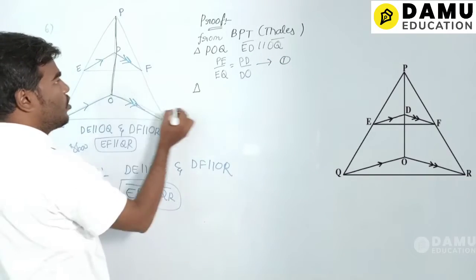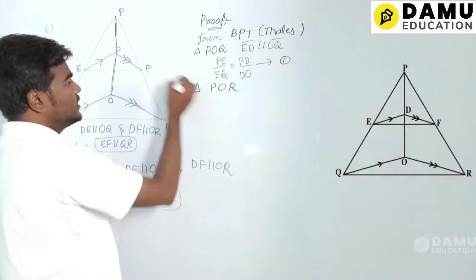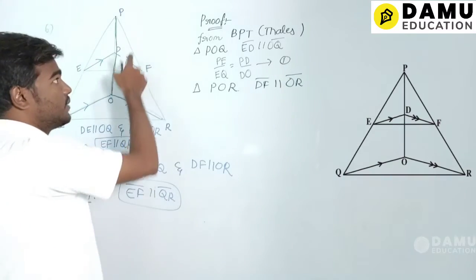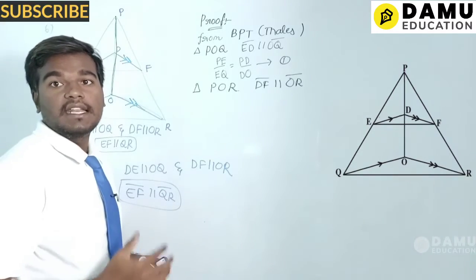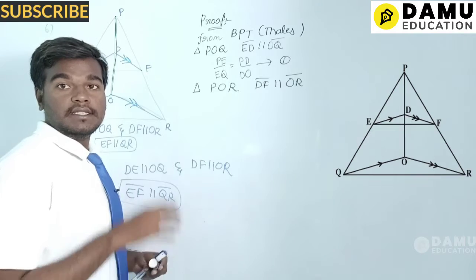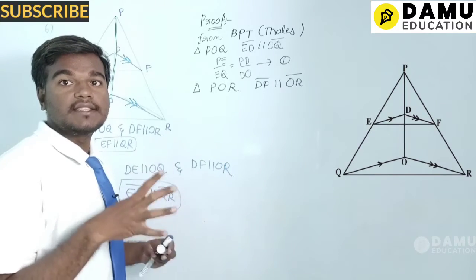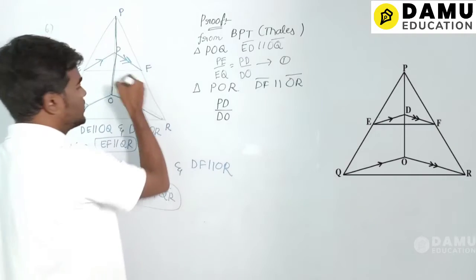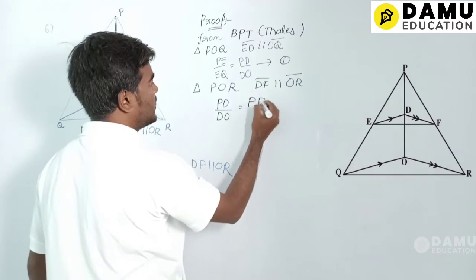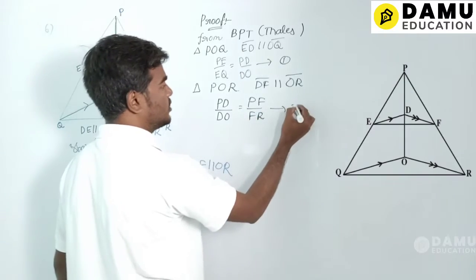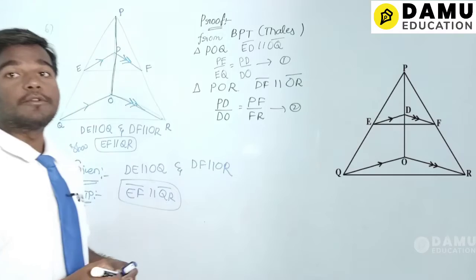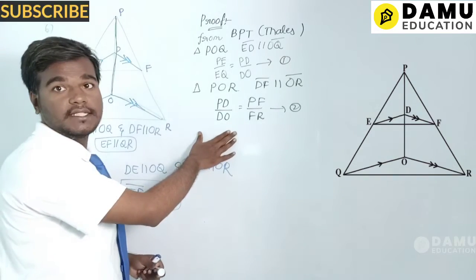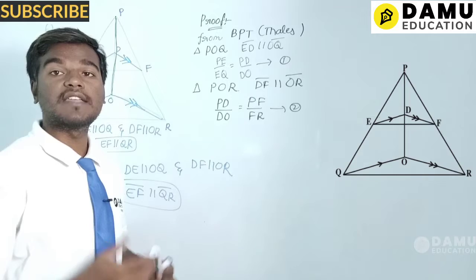From triangle POR, DF is parallel to OR. It is also by using the proportionality theorem, the Thales theorem. If one line is parallel to the third side, it divides the two sides into equal ratios. So PD by DO will be equal to PF by FR. This is equation 2. The approach I am taking here is, wherever there is a parallel line, take the triangle and write the proportionality theorem.